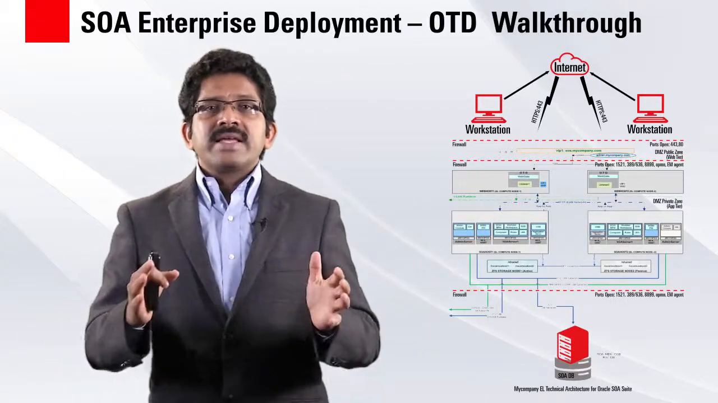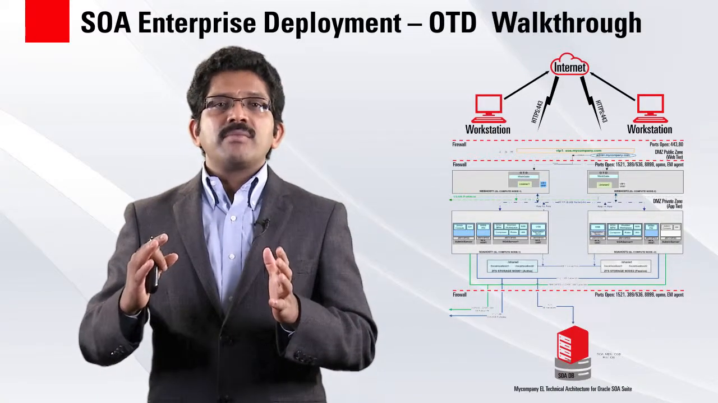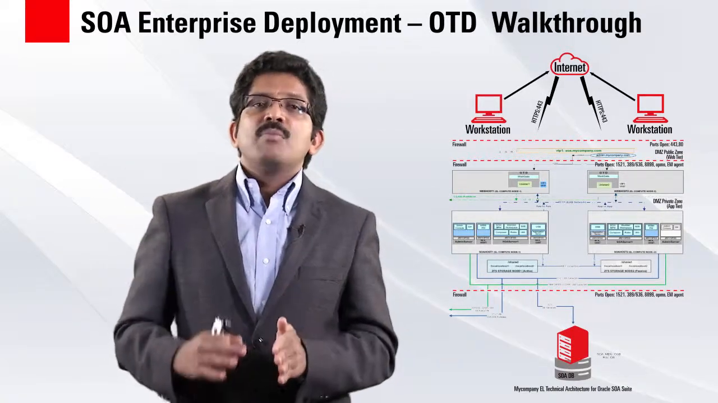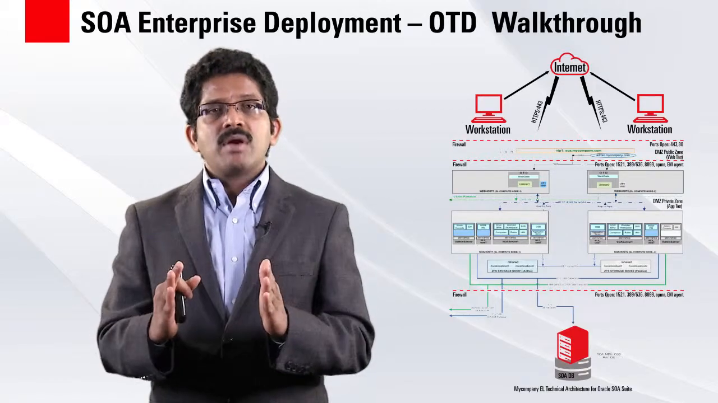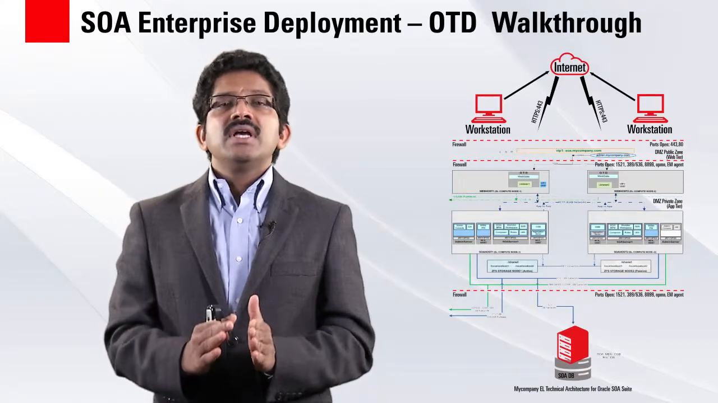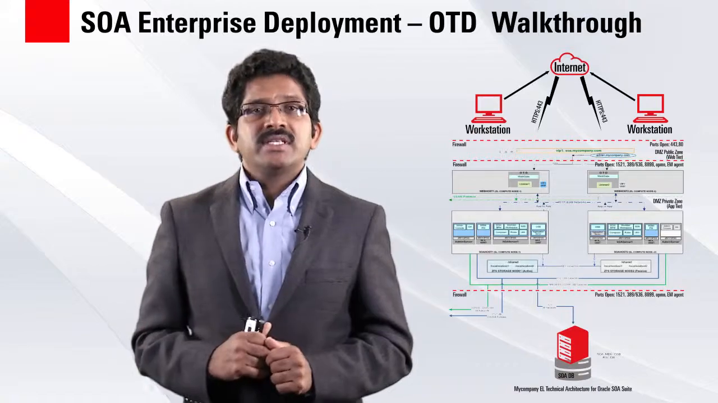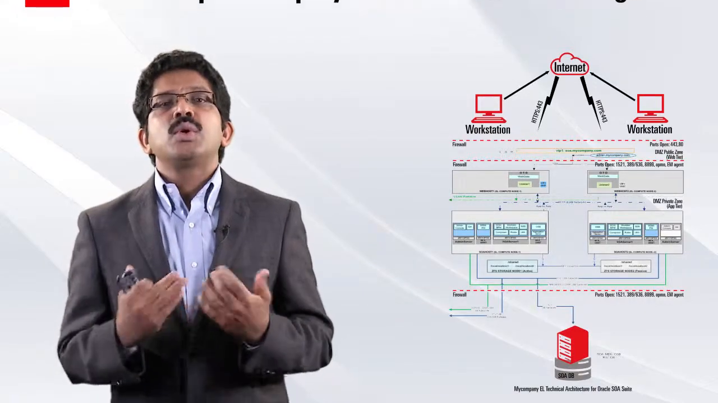So you get maximum performance when you have applications in the rack, but the same application, same deployment, same best practices will work even if you have applications outside the Exalogic rack. The only thing is you don't get that 40 gigabit speed.